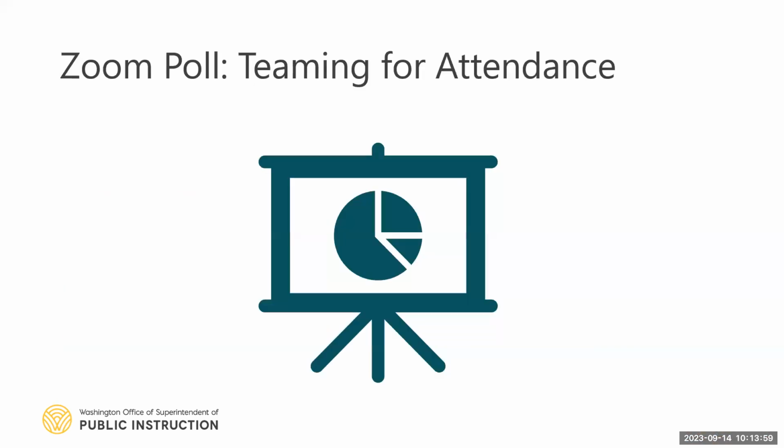Now we're going to do a Zoom poll. And Jenna will share the poll with you. There are 4 questions. And the first is around your current teaming structure for attendance. Do you have a team? And if so, is the team a single team addressing all the tiers, or is it embedded in another team? And then the other 3 questions around the work happening at the different tiers. So I'll invite you to answer the questions, and then we'll share the results. Give it about 10 more seconds, and then we'll wrap up the poll.